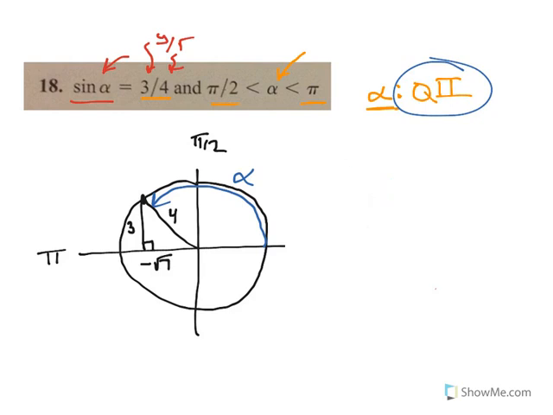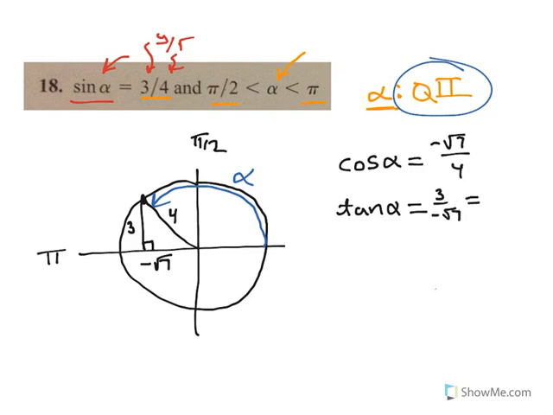So if we know the sine ratio is 3 to 4, what would the cosine ratio be? So let's look at the cosine ratio at angle alpha. So cosine is x to r, so that's going to be negative radical 7 to 4. We could do the tangent ratio. So the tangent is y to x, so that's going to be 3 to negative square root of 7.